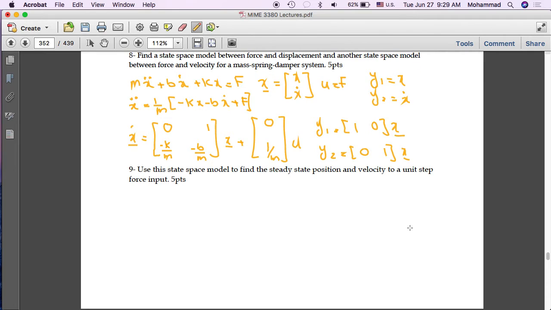Okay, now here comes the next part. And I want to give you some time to reflect on this. It's an important question. Use the state space model to find the steady state value of position as well as steady state value of velocity to a unit step input. So you need to use the state space model to find those. So think about it, go through your notes, find the solution, and we'll discuss it together.